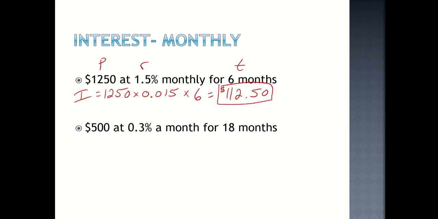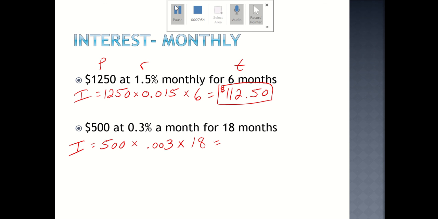Now, $500 at 0.3% a month for 18 months. Try this one on your own. All right, the tough part here is the 0.3%. Remember, when we're going from a percent to a decimal, we're going to move that decimal to the left. So we move this decimal to the left 2 spots, we get 0.003. We can check this by moving it back. Boom, boom, and we're right here at 0.3%. Our time is already in months, so that's great. We just multiply all this together. 500 times 0.003 times 18. We get 27.